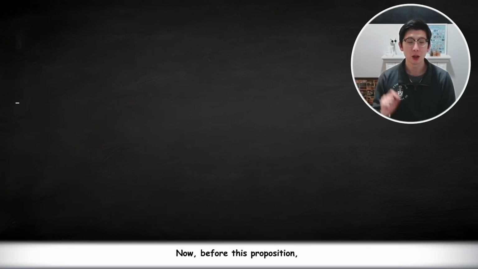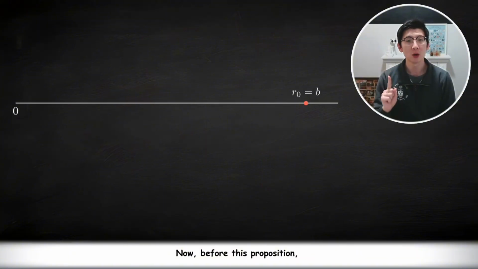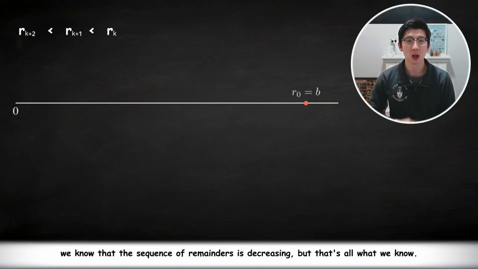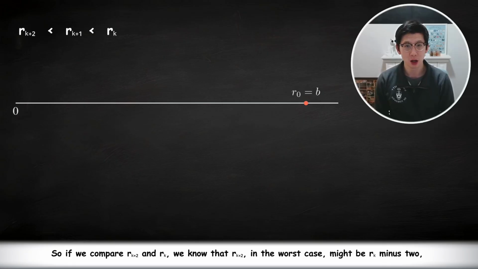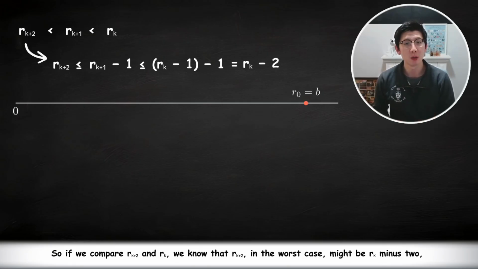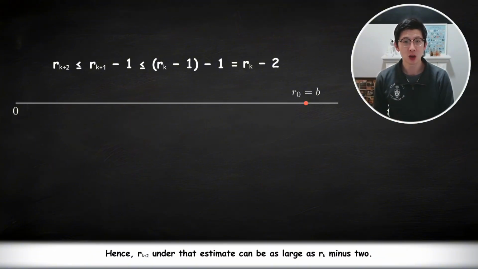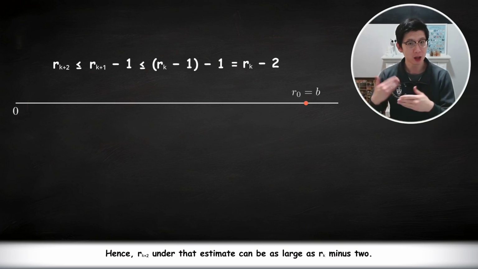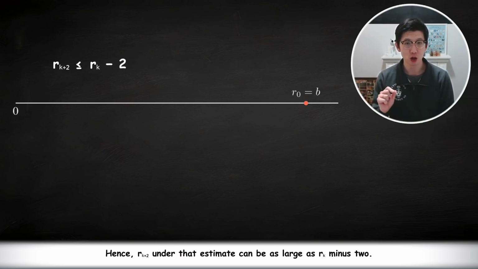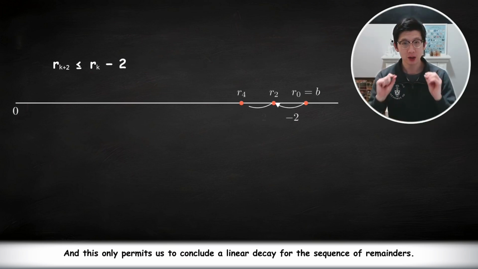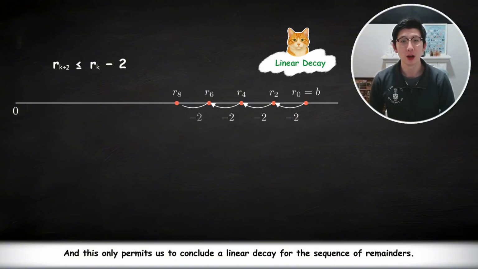Alright, now before this proposition, we know that the sequence of remainders is decreasing, but that's all we know. So if we compare r_{k+2} and r_k, in the worst case r_{k+2} might be r_k minus 2, because in the worst case, at each step the remainder might only decay by 1. Hence, r_{k+2} under that estimate can be as large as r_k minus 2. And this only permits us to conclude a linear decay for the sequence of remainders.